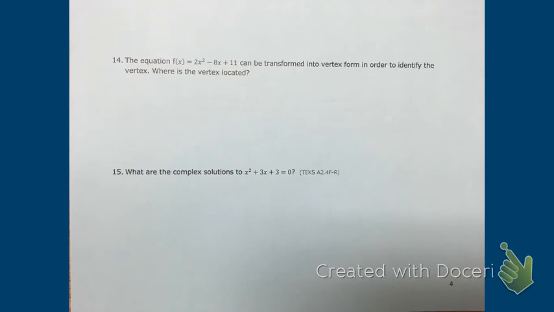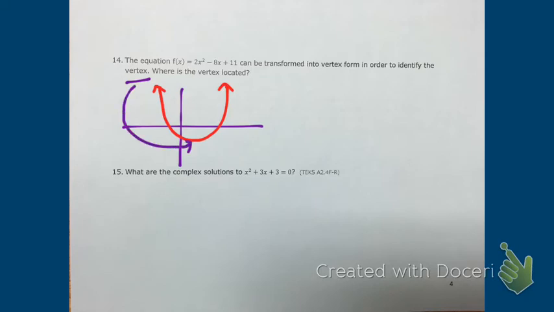Number 14, it says it can be transformed into vertex form in order to identify the vertex. We don't have to transform it into vertex form since we have our lovely calculators. So what you can do is graph this, and whenever you graph it, you're going to get a parabola shape. I'm not saying that this is your graph, this is an example. But remember, your vertex is that point. It's either the highest point or the lowest point on your parabola, and that's what we want. So you just need to graph that equation and see where your vertex is at. Your answer should be in an X, Y format.